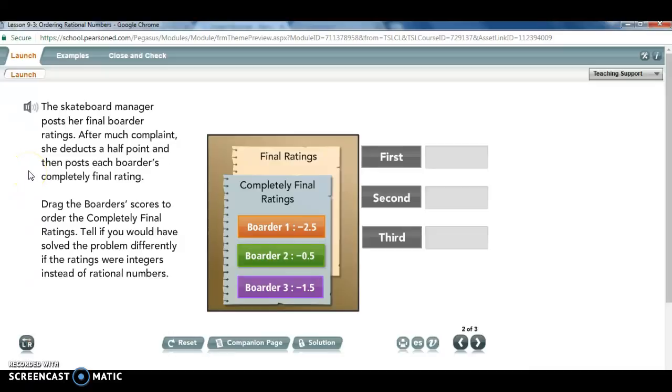The skateboard manager posts her final boarder ratings. After much complaint, she deducts a half point and then posts each boarder's completely final rating. Drag the boarder scores to order the completely final ratings. Tell if you would have solved the problem differently if the ratings were integers instead of rational numbers.